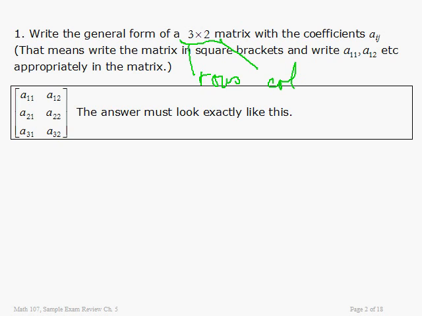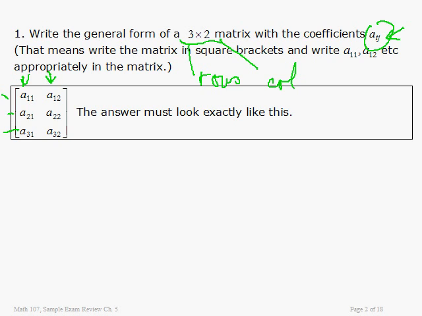So this would be a matrix that has 3 rows, say 1, 2, 3, but only 2 columns. Here's one column, here's the second column. Then you're supposed to write the placeholder for the coefficients as A with subscripts. The subscripts give you the row and then the column number again in that order.